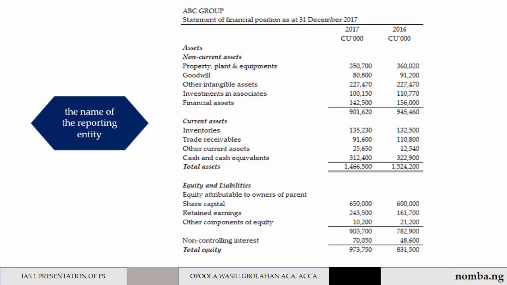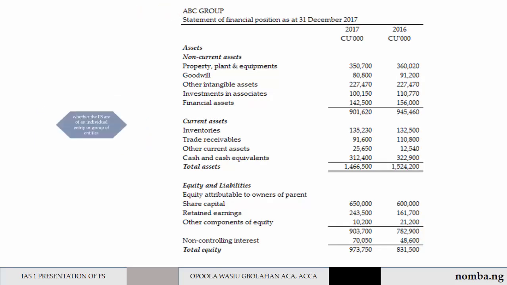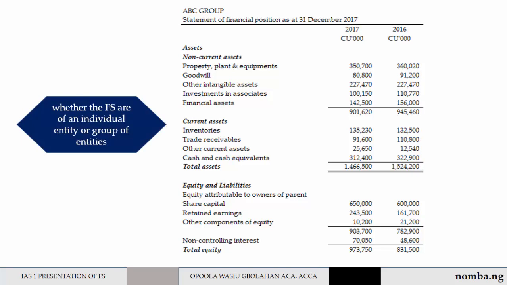In this case, the name of the reporting entity is ABC Group. 2. It must state whether the financial statements are of an individual entity or a group of entities. In this case, it is well spelled out that this is a group of entities. That is why we have it as ABC Group.